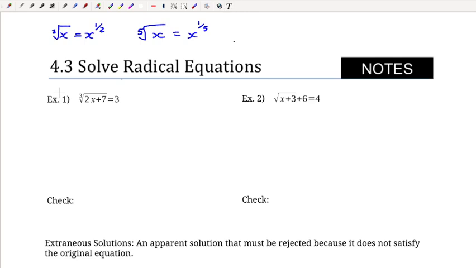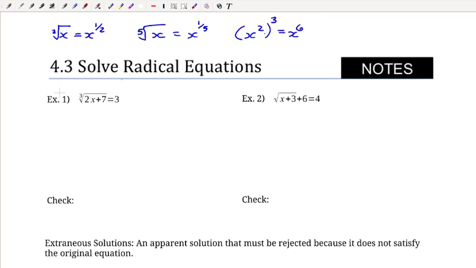And the other thing that we need to remember from our power rules is that something to a power, raised to a power, so x squared cubed, which means x squared times x squared times x squared, we multiply the exponents. This is just x to the 6th.